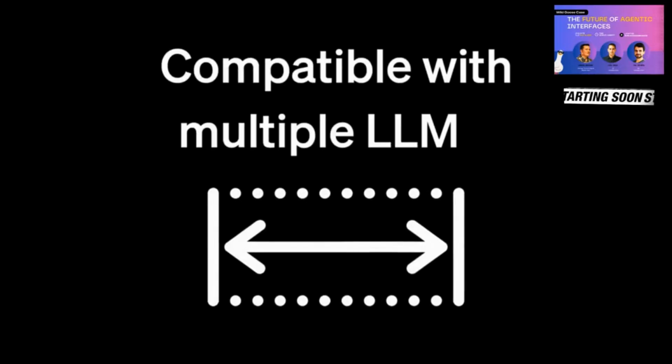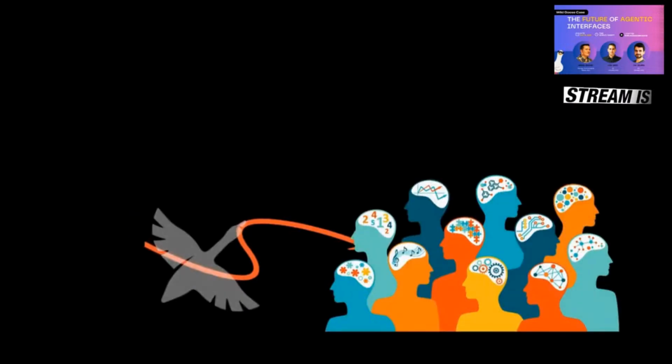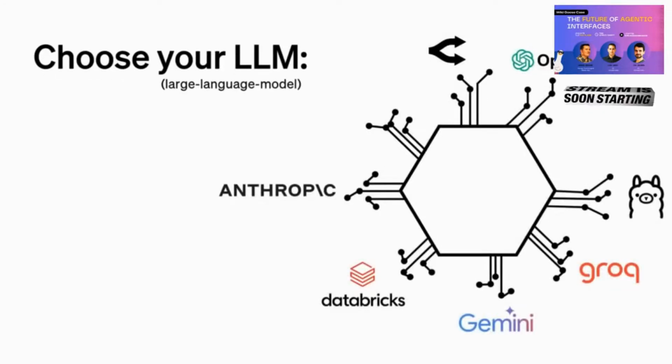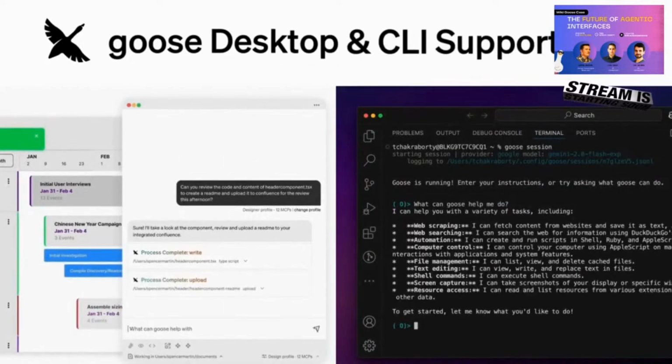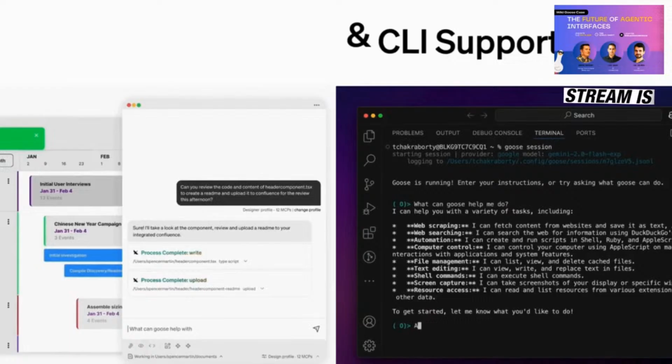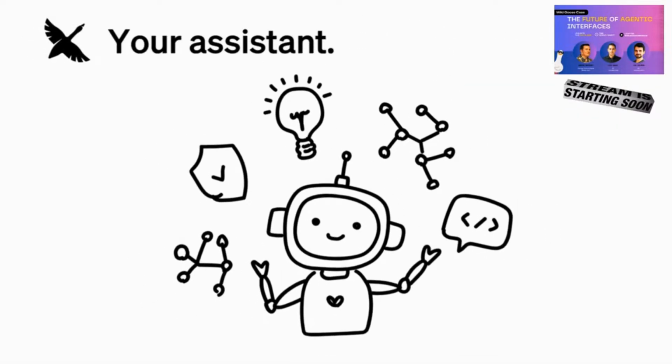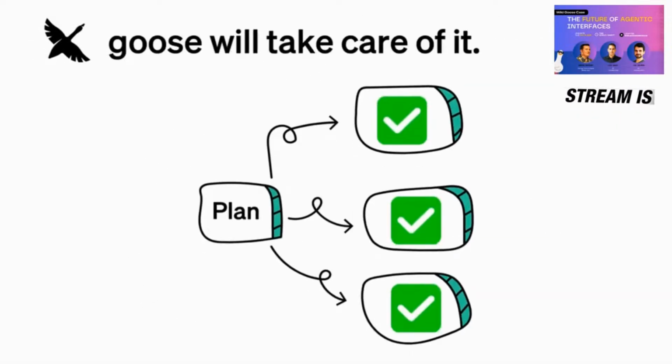With a wide range of compatible large language model providers, you can choose and integrate your preferred model. You can also run Goose as a desktop app or through the command line interface using the same configurations across both. You can think of Goose as an assistant, ready to take your instructions and do the work for you.